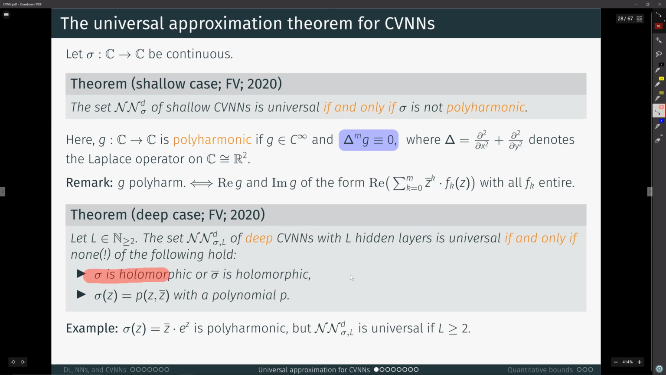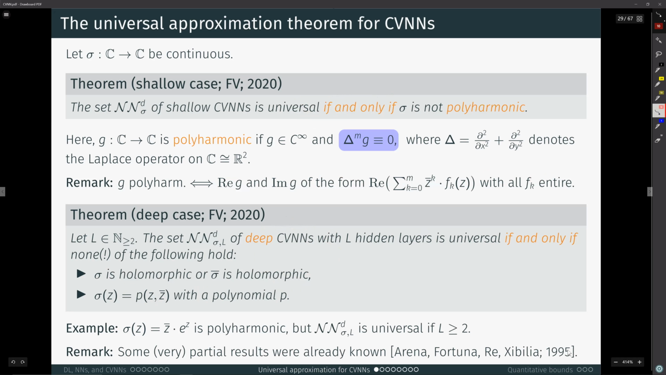Okay, so I should say some partial results regarding these observations were already known in the literature. For example, these people realized that if you have a holomorphic activation function, then you cannot get universality. And they showed for a very special activation function that you do get universality, but it was nowhere close to a characterization like here.